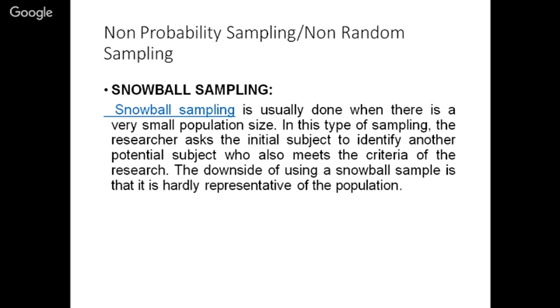Next is snowball sampling. Snowball sampling is usually done when there is a small size of population, and in this type of sampling the researcher asks the initial subject to identify another potential subject who also meets the criteria of the research. The downside of using snowball sampling is that it is hardly representative of a population. So in snowball sampling also the researcher will ask the initial subject to identify more subjects to be included as a sample.